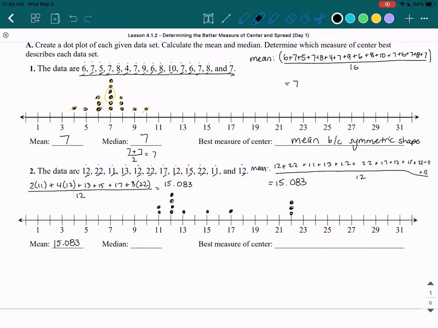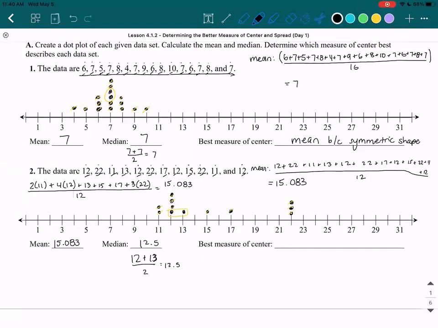Okay, now let's calculate our median. So from our dot plot, we can start crossing off numbers. All right, so now we have two numbers in the middle. We have a 12 and a 13. So I have 12 plus 13 divided by 2, and it gives me 12.5. All right, so as you can see, the mean and the median are not equal.